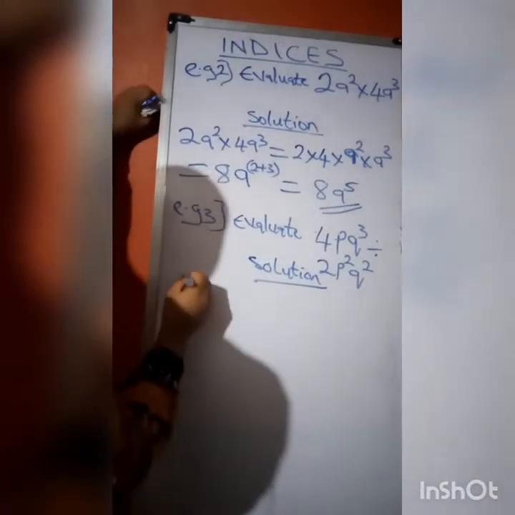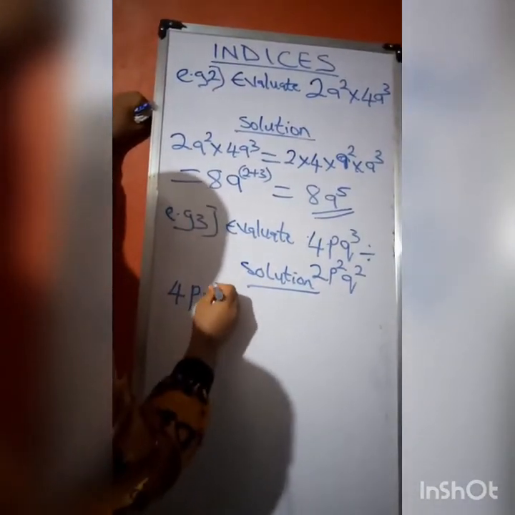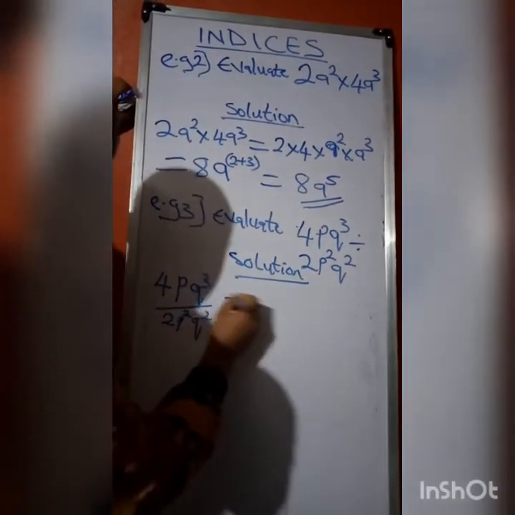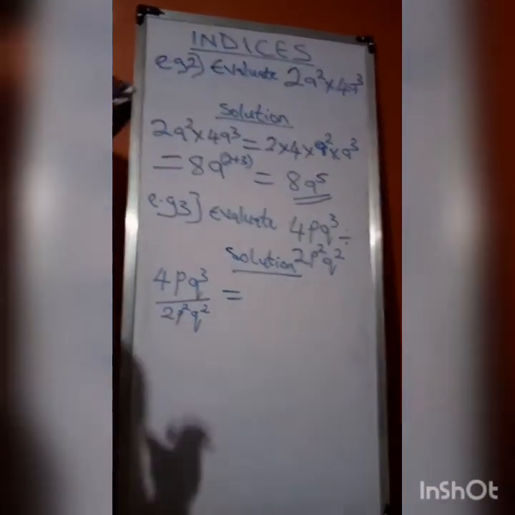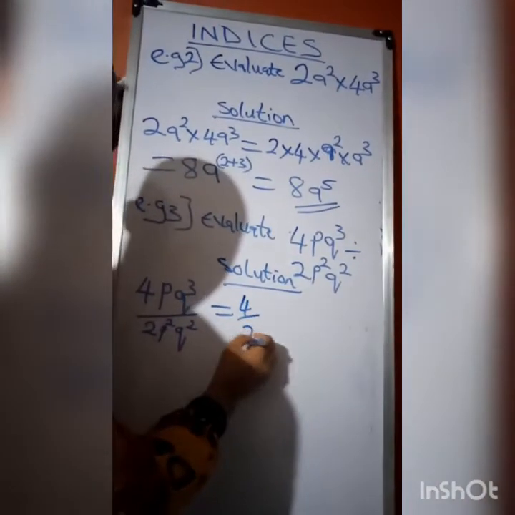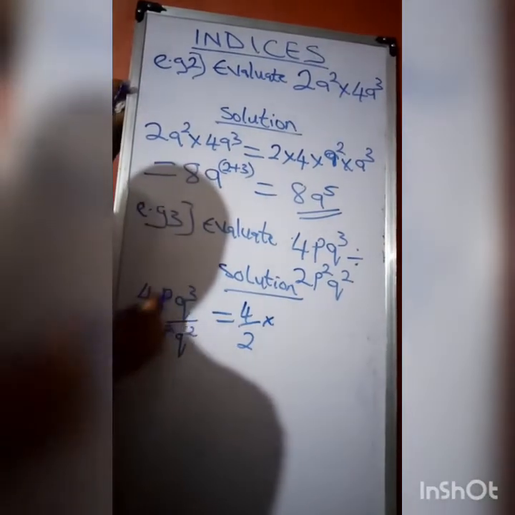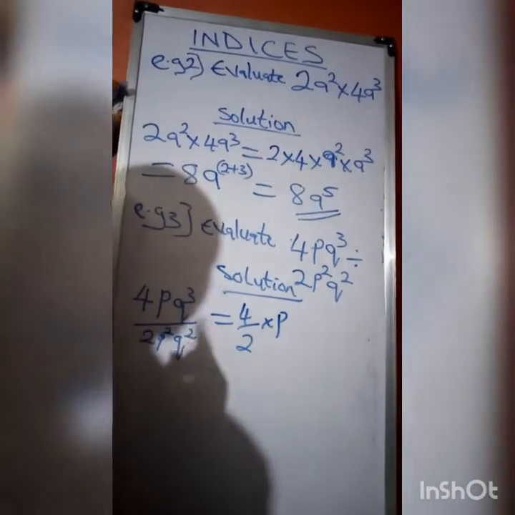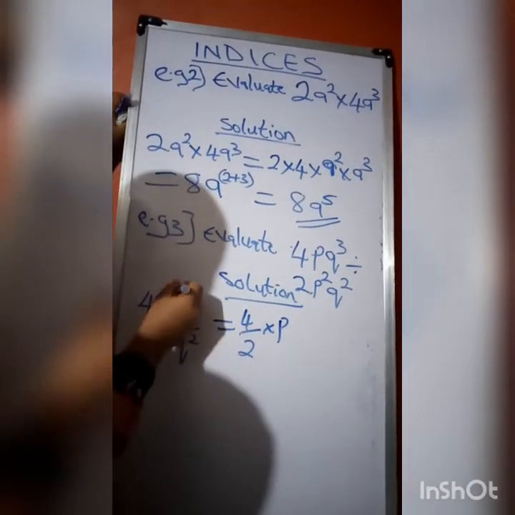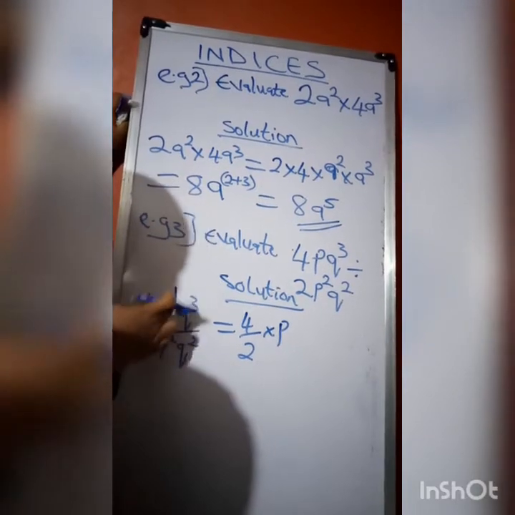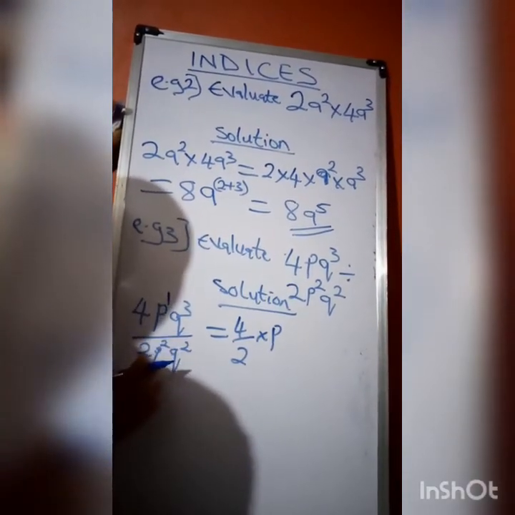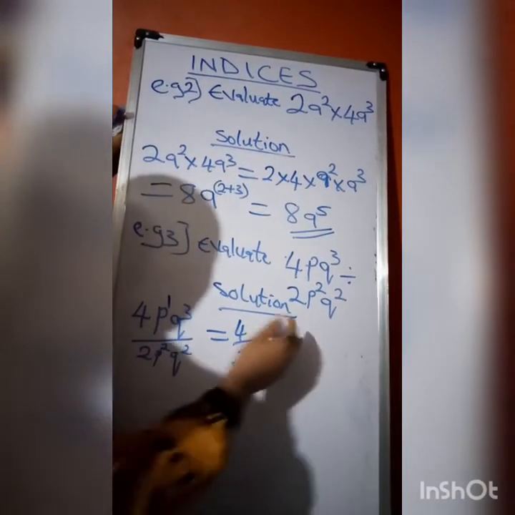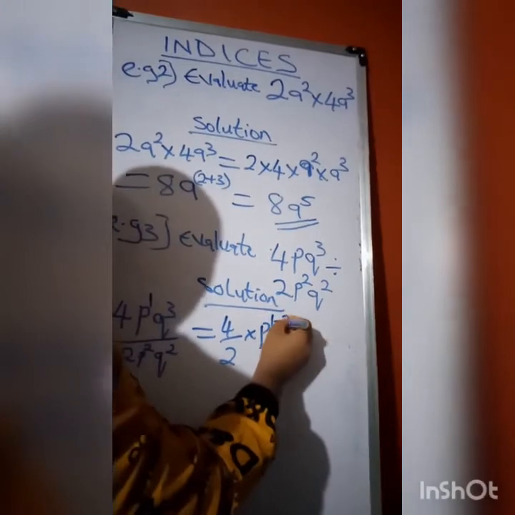I am given what? 4p q cubed all over what? 2p squared q squared. Now let's take the numbers first. That is 4 over 2 multiplied by, let's come to our p. I'm having p. I'll pick one of the p because it's division. This is p raised to power 1. Remember, because no power, it means it's 1. P raised to power 1 divided by p raised to power 2. By our division law, we said if I'm picking one of the p, I'll subtract the power, 1 minus 2.